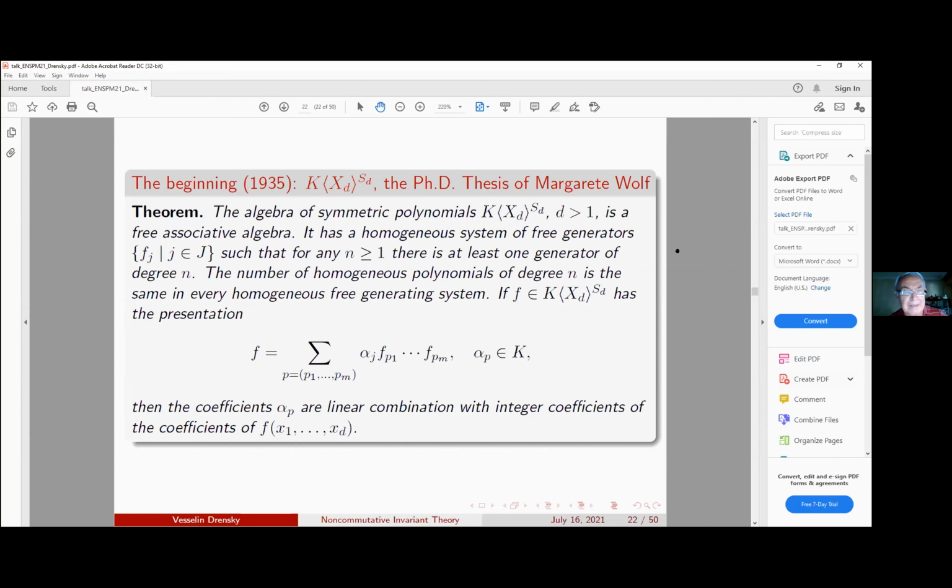It has a homogeneous system of free generators, such that for each degree n you have one or more generators of degree n, and the number of the homogeneous generators of degree n is the same independently of the homogeneous system of free generators of the algebra. And if you have some symmetric polynomial, you can express this with some analog of the elementary symmetric polynomials in a unique way, and the coefficients are integer linear combinations of the coefficients of the original polynomial. So you have some analog with the case of symmetric polynomials in commuting variables.